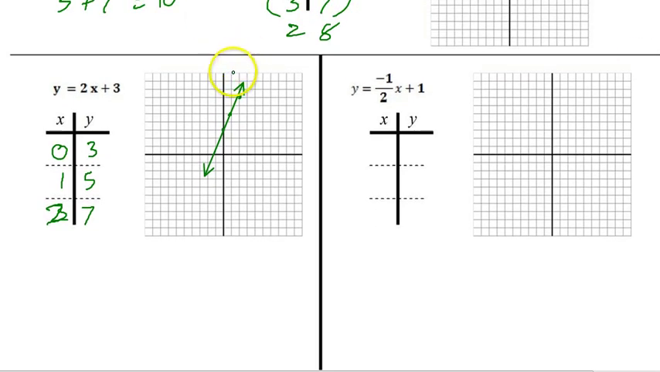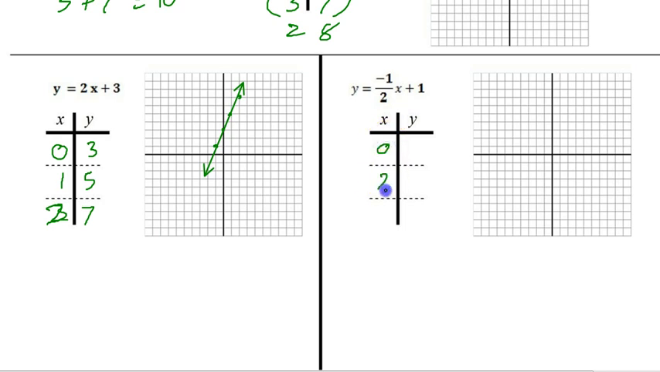But it should be true, and the way you can keep checking it is to pick other numbers. So like if you plugged in -1, 2 times -1 is -2, plus 3 is 1. So at -1, we should get 1. Remember, these are all of the solutions. Alright, so let's go back to this one.